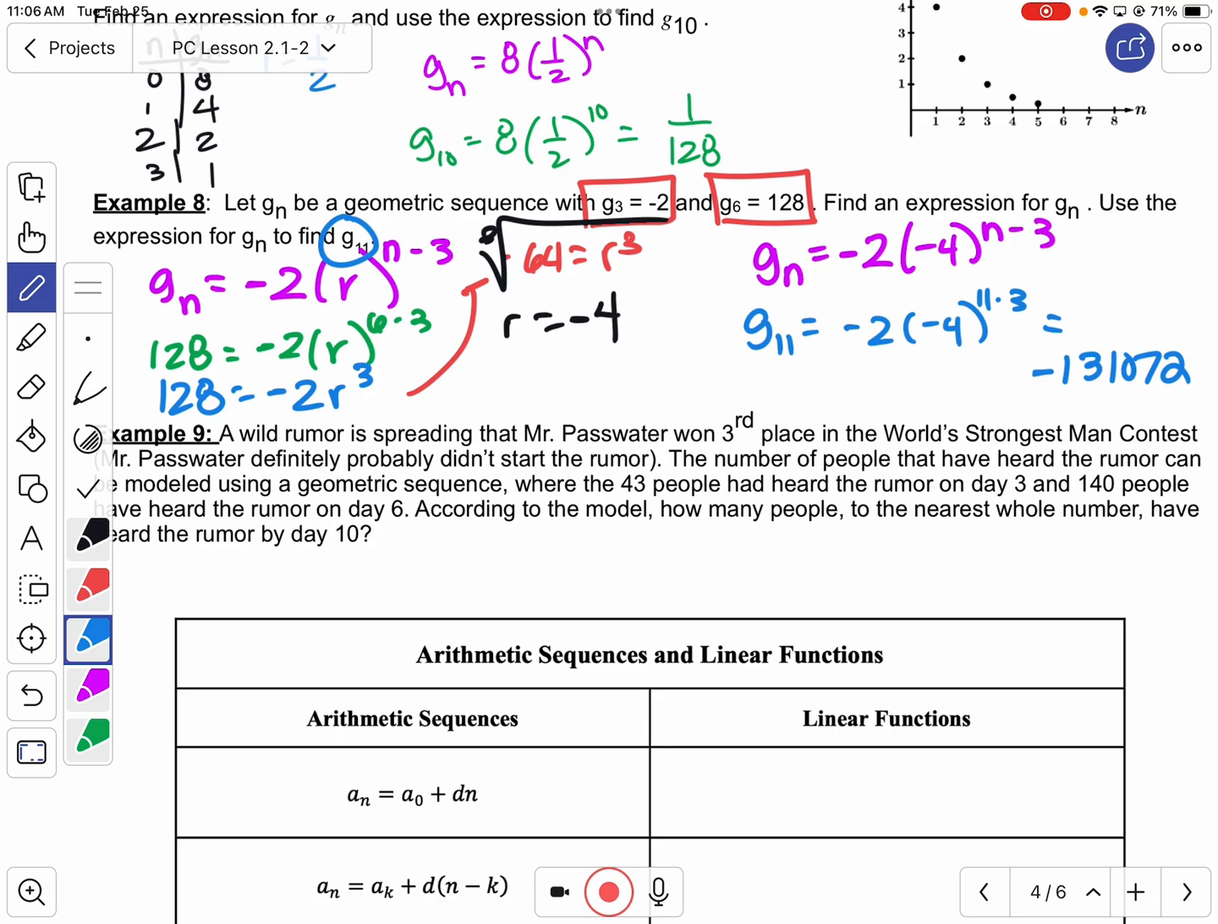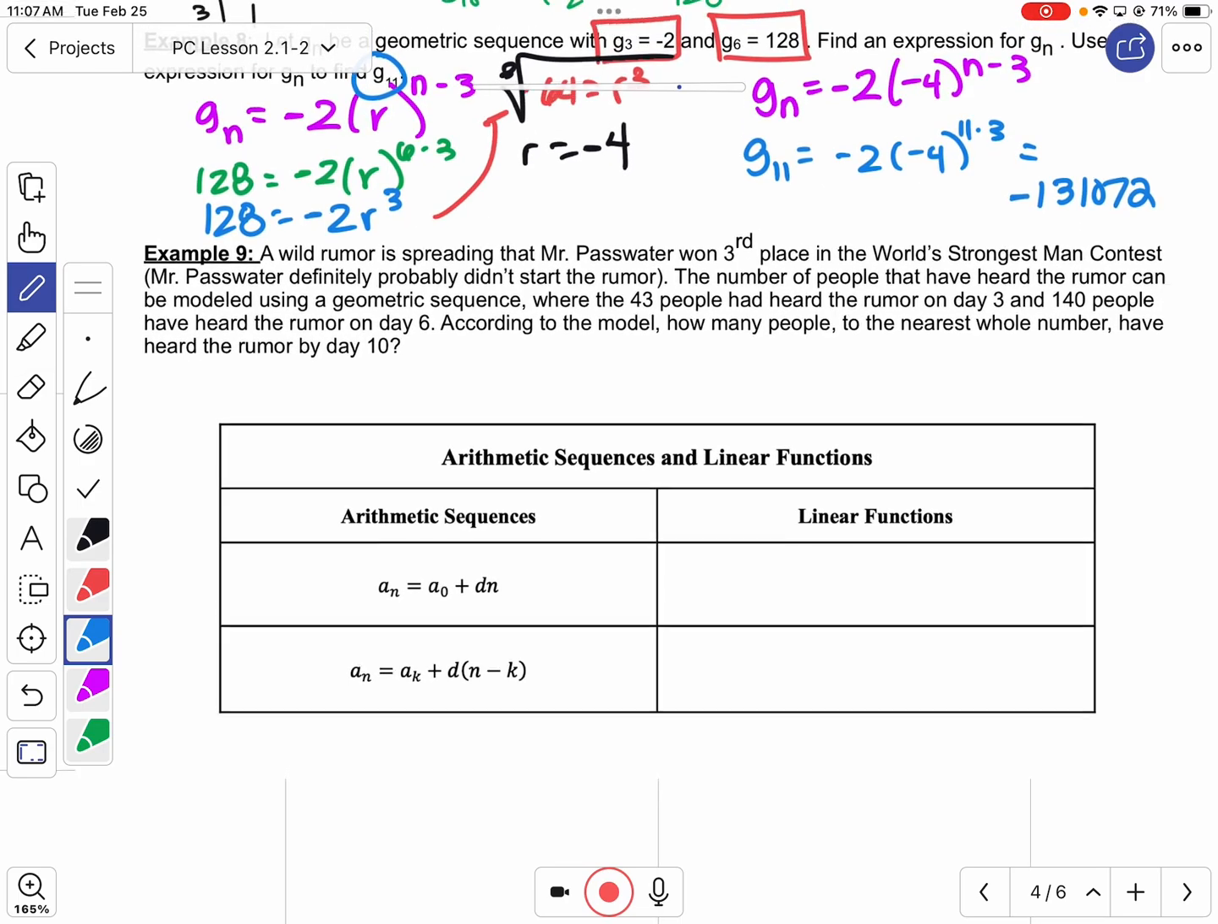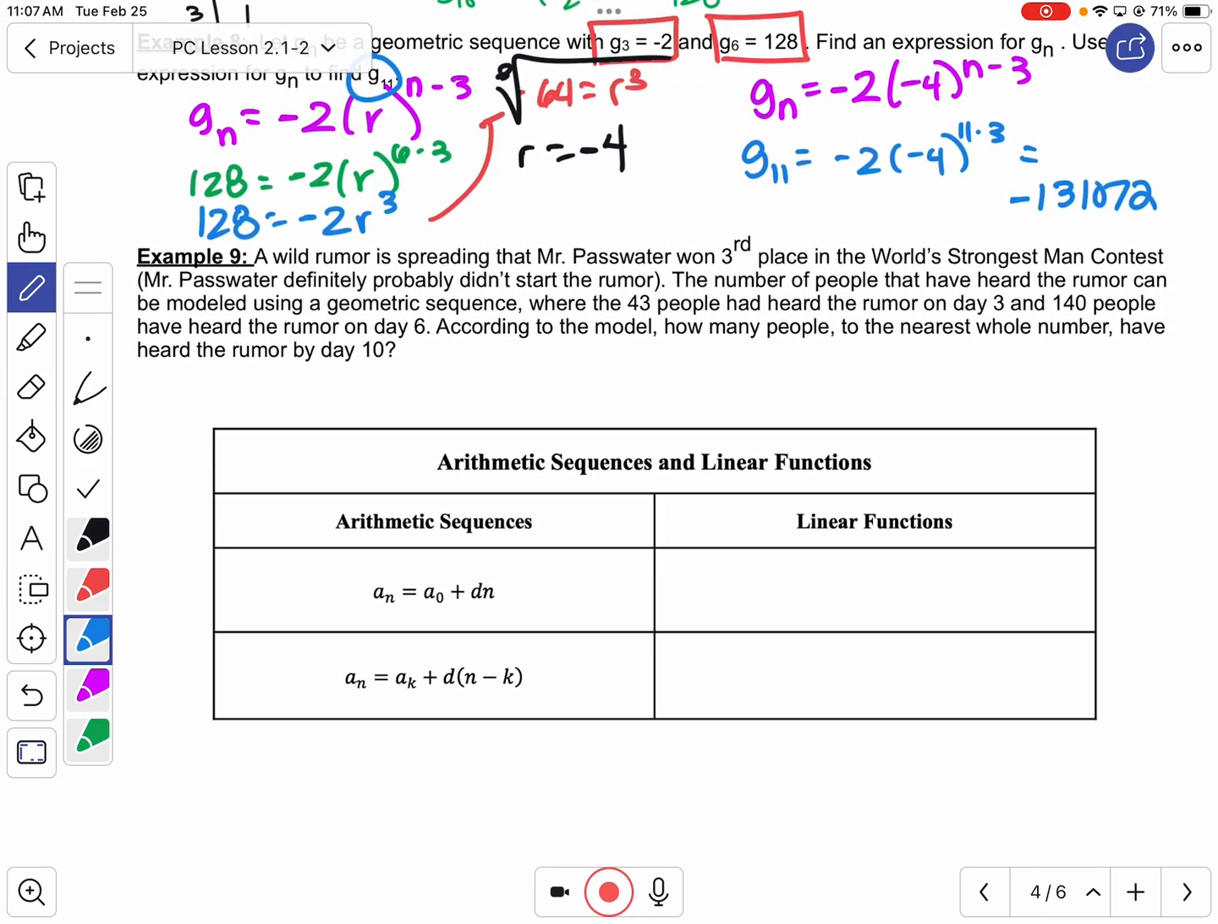All right, so using what we just did, let's try number 9. It's about rumors. This reminds me of freshman girls. A wild rumor is spreading that Mr. Passwater won 3rd place in the World's Strongest Man contest. Mr. Passwater probably didn't start the rumor.